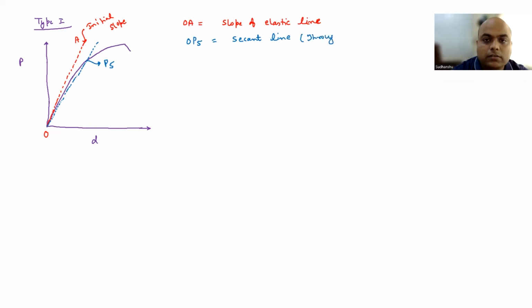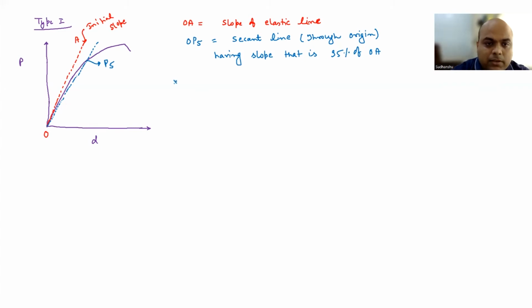So this particular line OP5 is the secant line through the origin, having a slope that is 95% of OA, or 5% less than OA. Remember, that is how we wanted to calculate P5. Wherever the 95% of the initial slope line touches the load versus displacement curve, that particular point, or that particular load, will correspond to the value of P5.